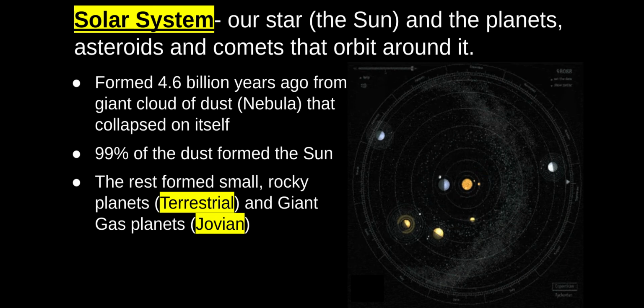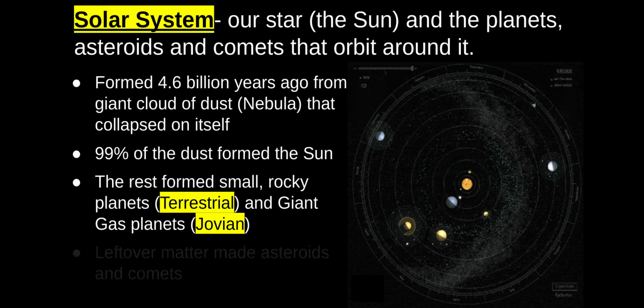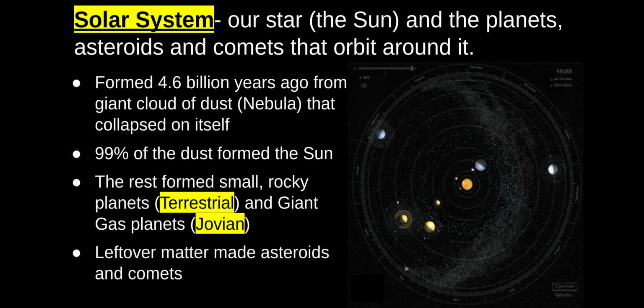There are two different groups of planets. We call one group the terrestrial planets. These are small and rocky. And then the other group is called the gigantic gas planets or the Jovian planets. So this huge nebula collapses on itself. It makes our star, it makes the planets, and it also makes smaller things, right? Leftover dust formed into asteroids, and it also formed into comets.